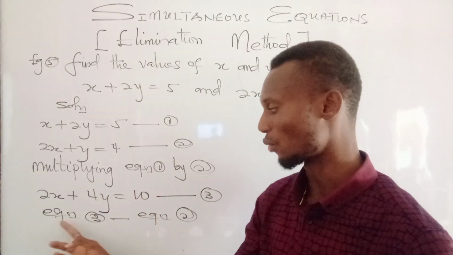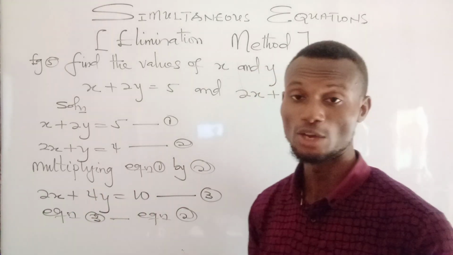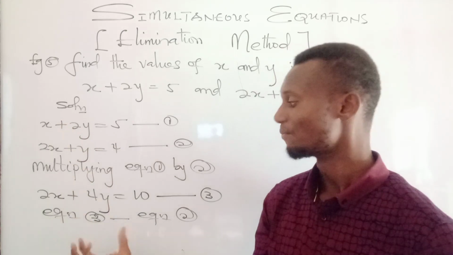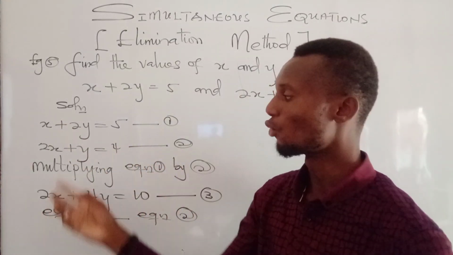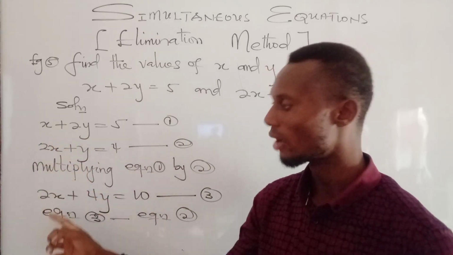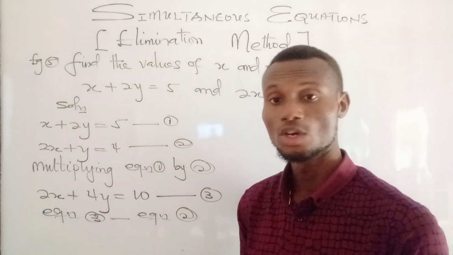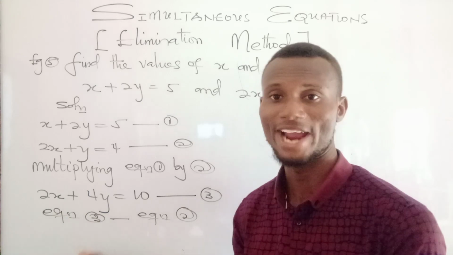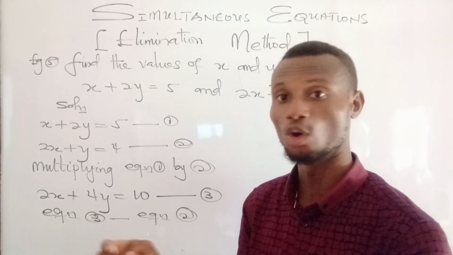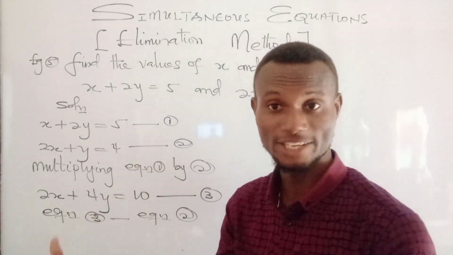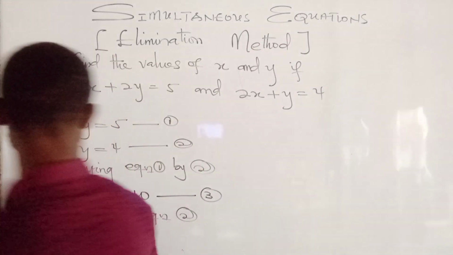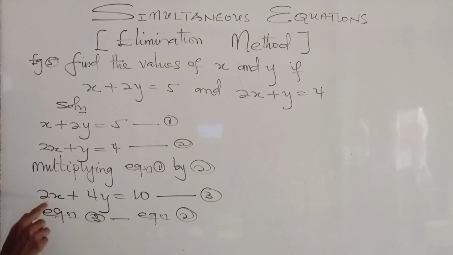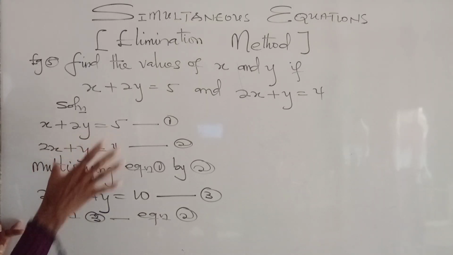So I'm doing equation 3 minus equation 2, because if we subtract equation 2 from equation 3, we'll be able to eliminate the variable s from it. Or you can do equation 2 minus equation 3, which will also eliminate the variable s. Anyway, you get the same answer. So let's go ahead. This is my equation 3, and I'm subtracting equation 2 from it.